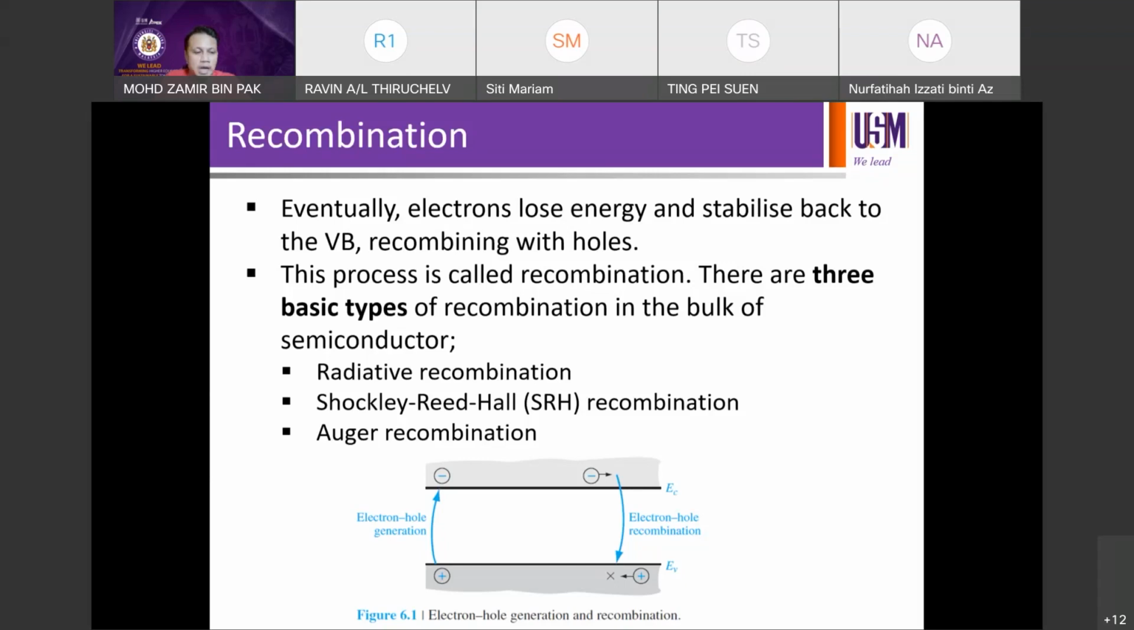Right, so let me just ask you this question, and we discuss a little bit before we move on to the final part in this topic. If you are asked whether recombination is good or bad, what would your answer be? Anyone? After what you've learned so far?